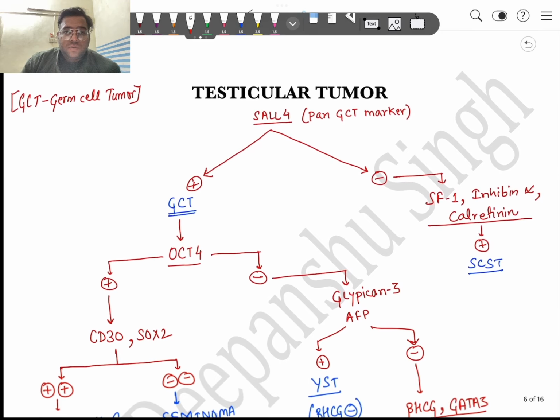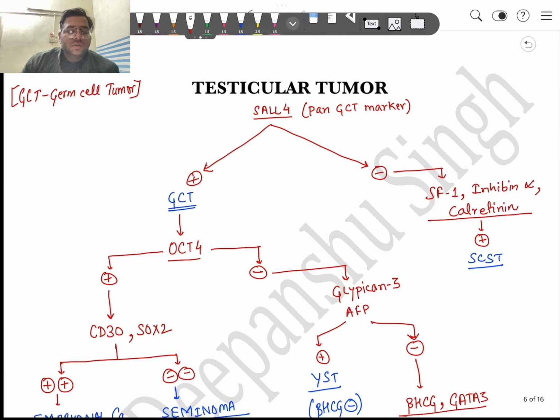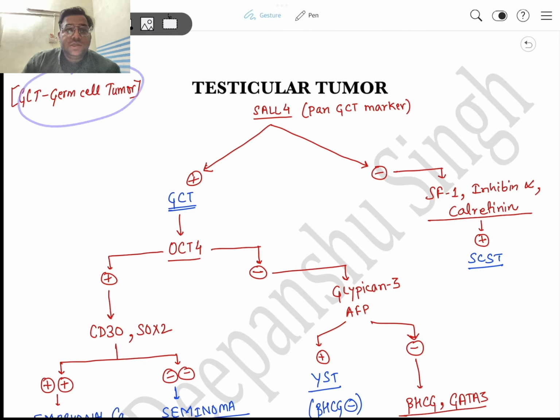Today we'll be talking about the markers of testicular tumors, a very important topic in the vivas and the theories. So first, we have very common testicular tumors called the germ cell tumor (GCT).